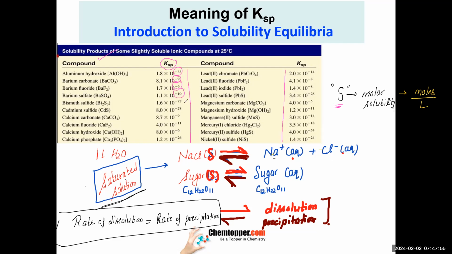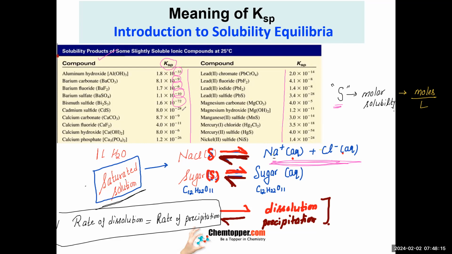They all are less than 1. Less than 1 means what is more, the solid or the aqueous? Less than 1 means products are less. The equilibrium is favored by reactant, not by product. That is the meaning, right, Anil?